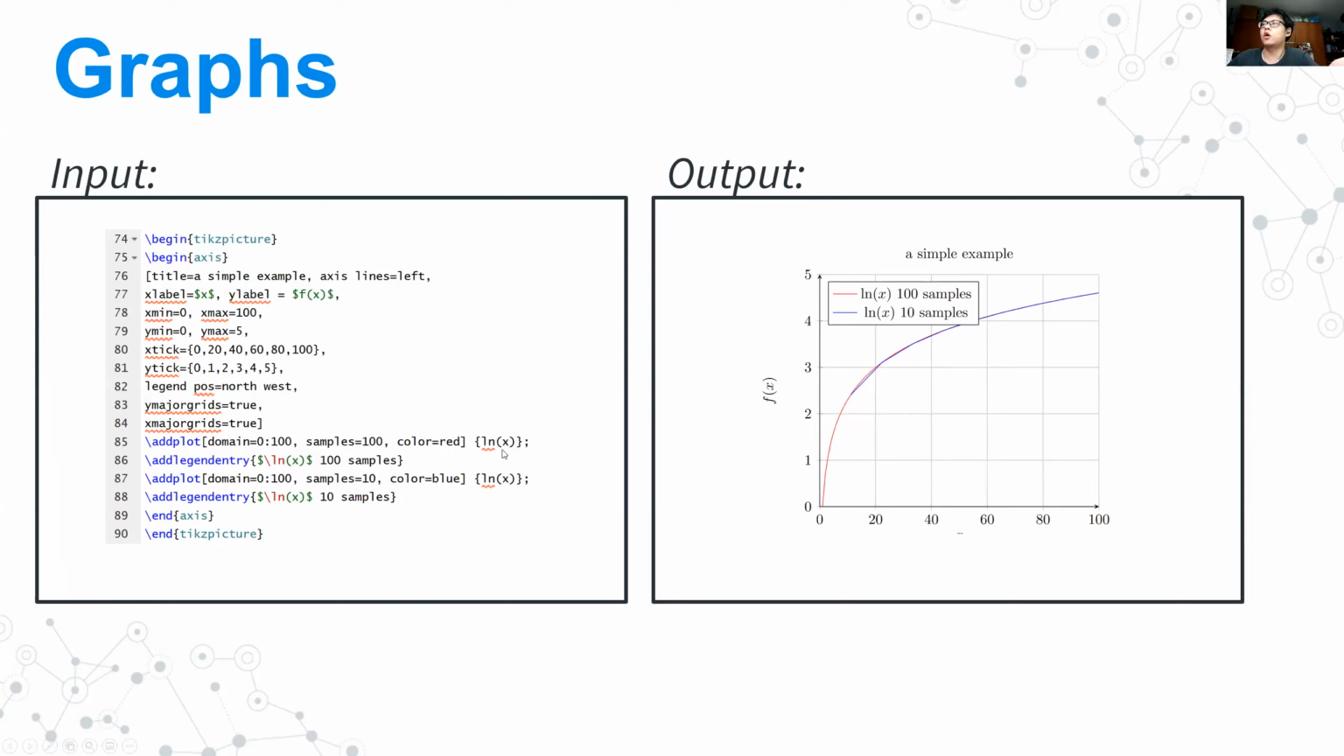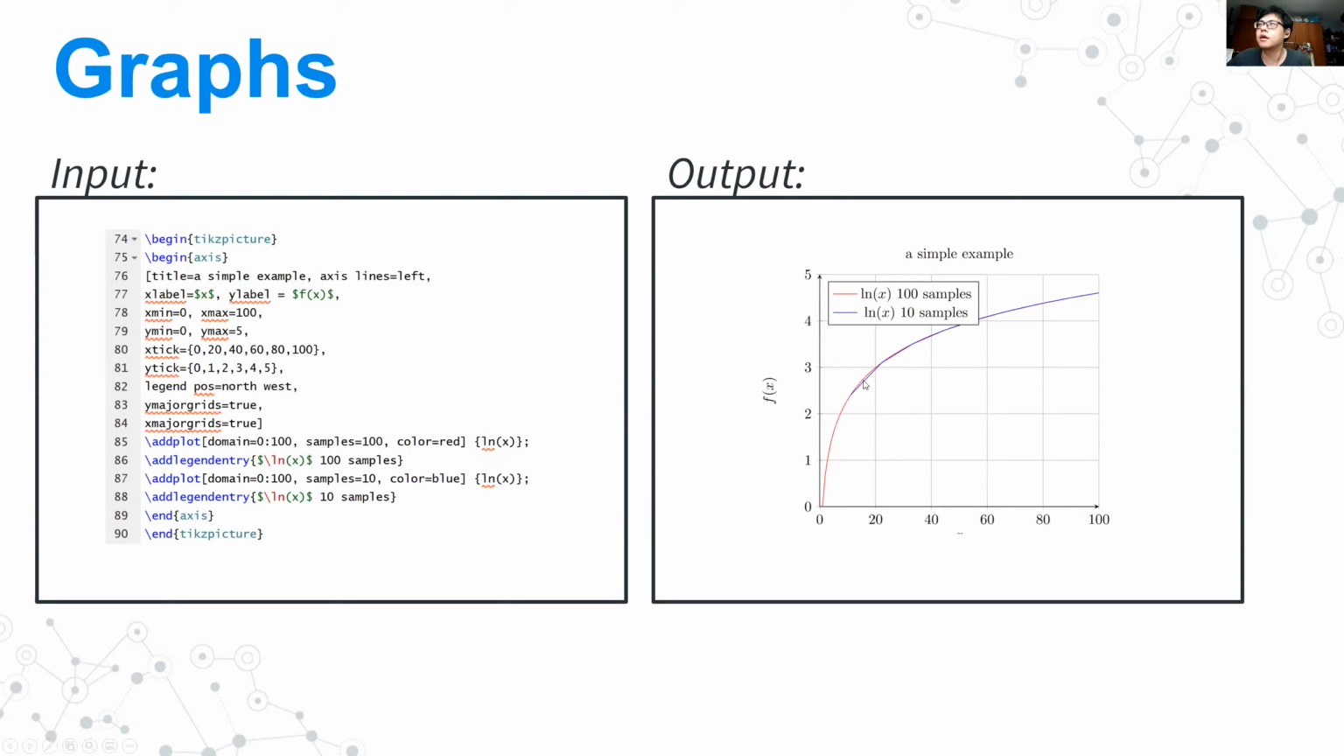In this case, I just call ln x. Then I put a semicolon at the end. Next, I put add legend entry, which just tells LaTeX what the legend for this graph should be. In this case, it will just be ln x with 100 samples. Then I can do similarly for the same function, but with fewer samples. So you see for 10 samples, the line is actually not as smooth.